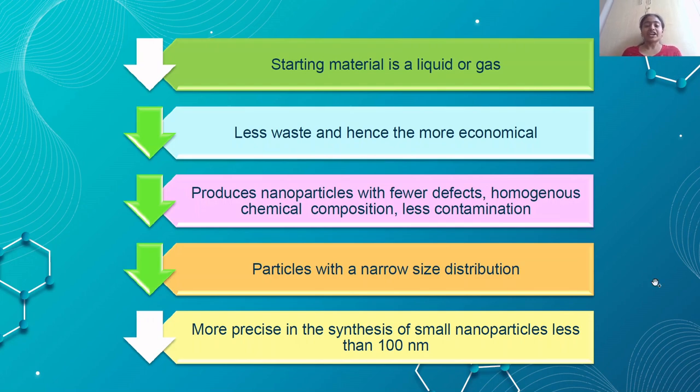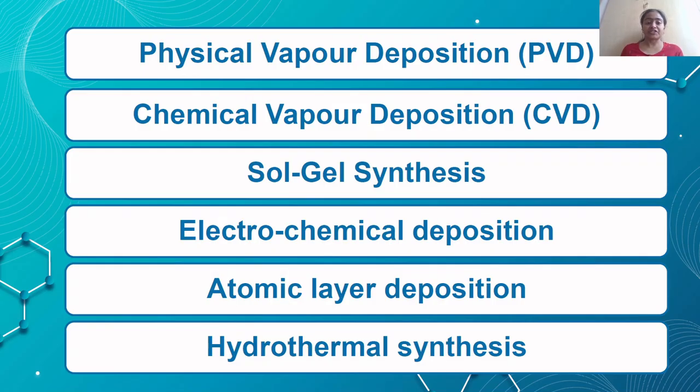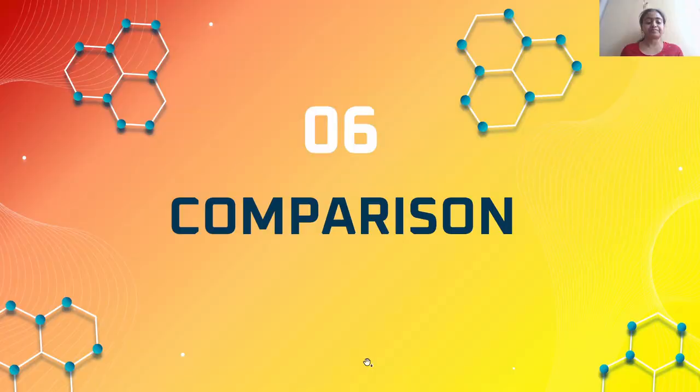We'll now look at some of the techniques involved in the bottom-up approach. I will not be going into the details of these techniques. They are physical vapor deposition, chemical vapor deposition, sol-gel synthesis, electrochemical deposition, atomic layer deposition and hydrothermal synthesis.